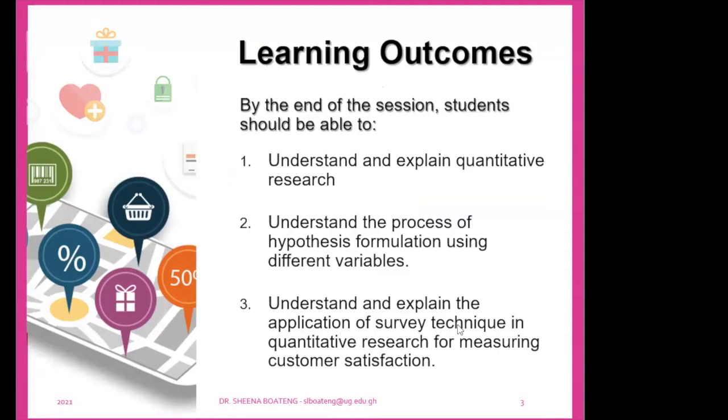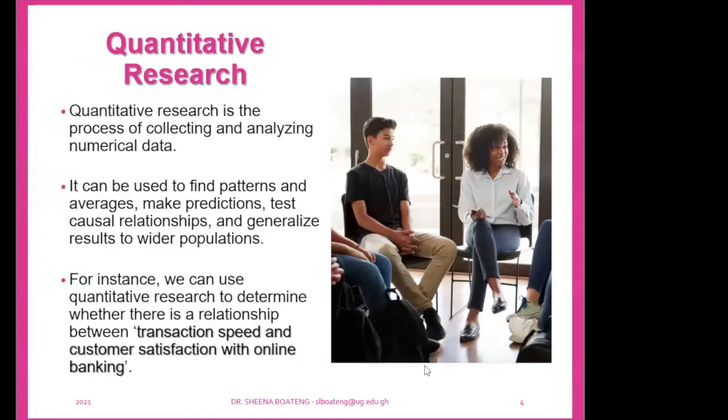And as usual, there are certain learning outcomes we hope to achieve by the end of the session, right? The first one being to be able to understand and explain quantitative research. The second one being able to understand the process of hypothesis formulation using different variables. And the third one being to be able to understand and explain the application of survey technique in quantitative research for measuring customer satisfaction. So these are the learning outcomes we hope to achieve by the end of the session. So let's get right into it.